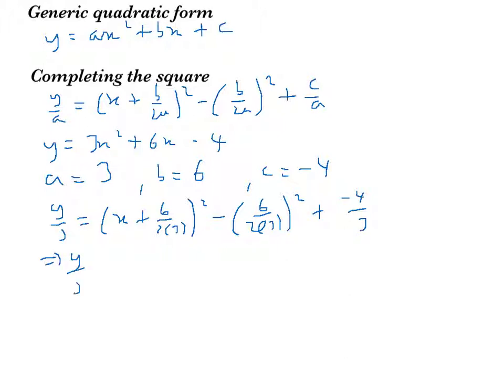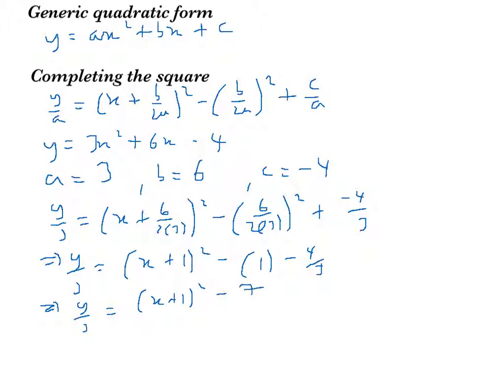Tidy this up: y over 3 equals x plus 6 over 2 times 3, which is 6 over 6, which is 1, squared, minus 1, minus 4 over 3. Clear up again: y over 3 equals x plus 1, all squared. We need the denominators to be the same to subtract these fractions. So 1 is 3 over 3, so we have minus 7 over 3.